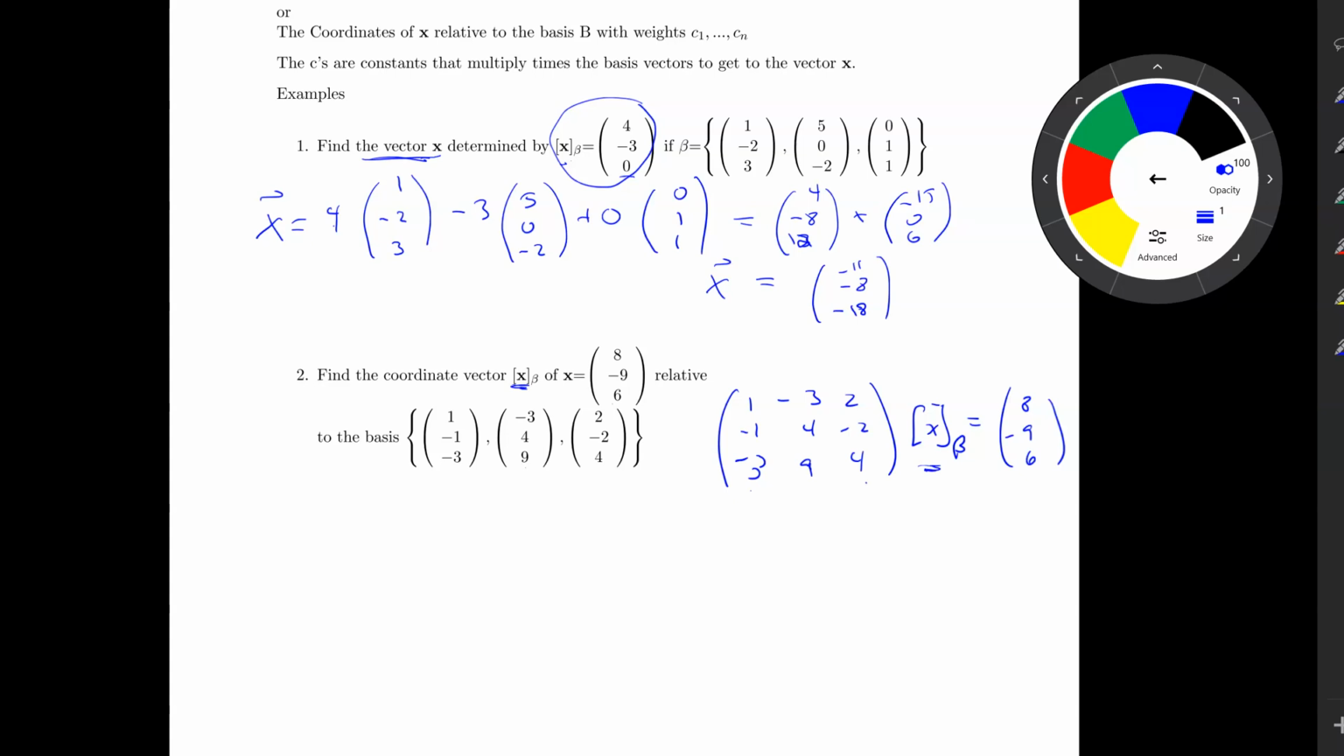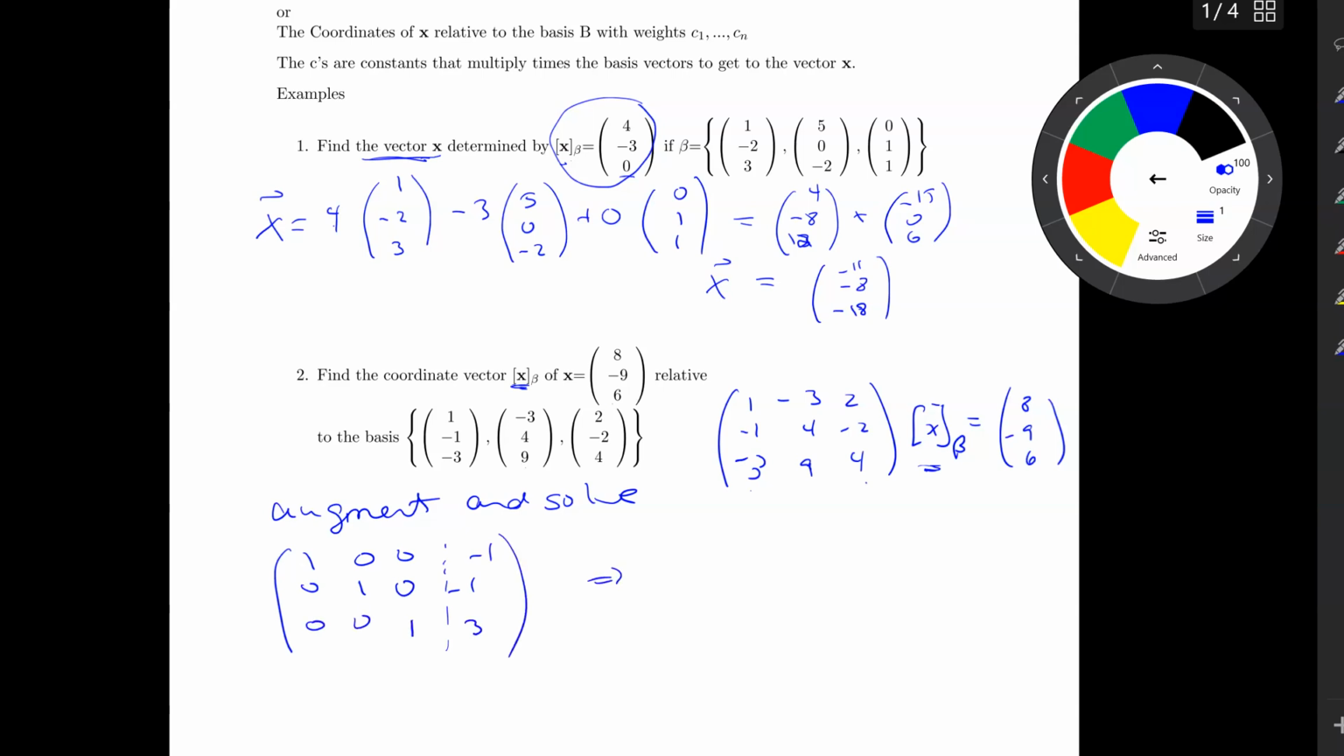So I put this together in my calculator. So I augment and solve. And so what I get out of this, I'll just write the matrix down, 1, 0, 0, right? This is the augmented matrix. 0, 1, 0, negative 1, 0, 0, 1, 3. Okay, so what this means is that my beta coordinates vector is negative 1, negative 1, 3.